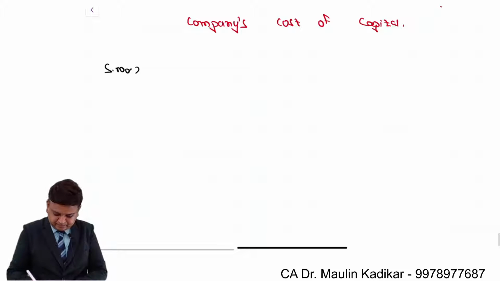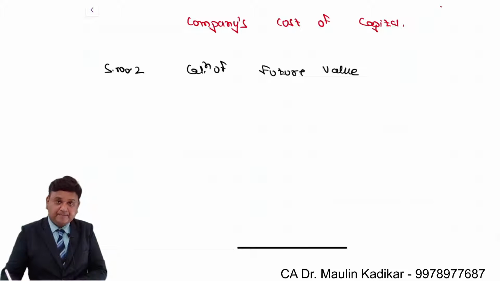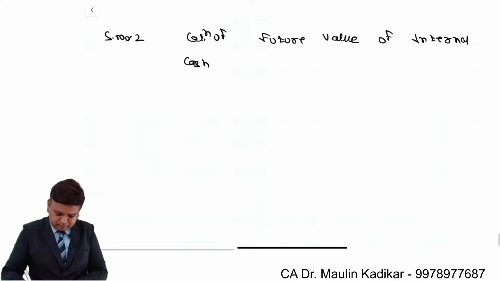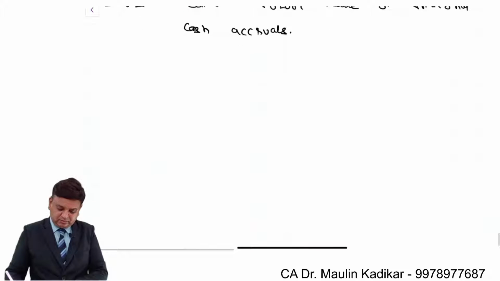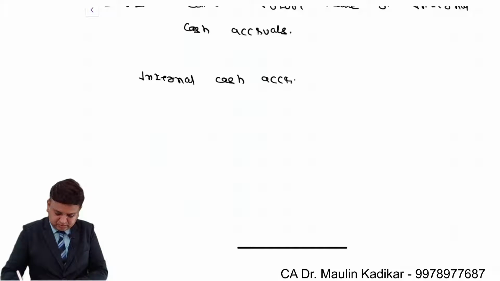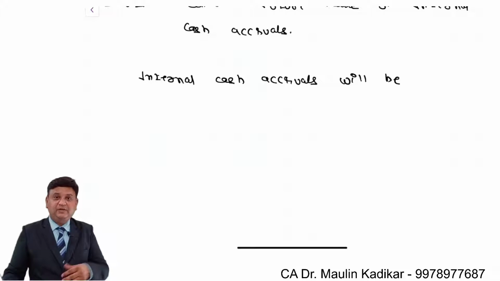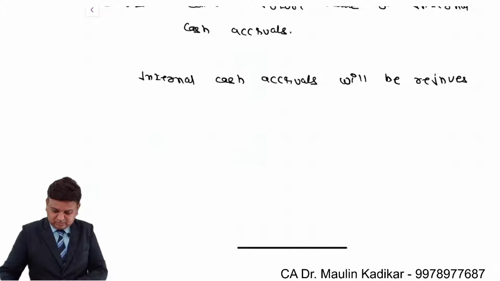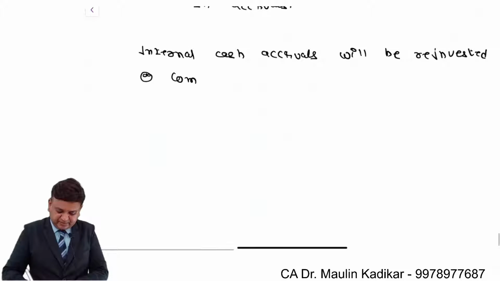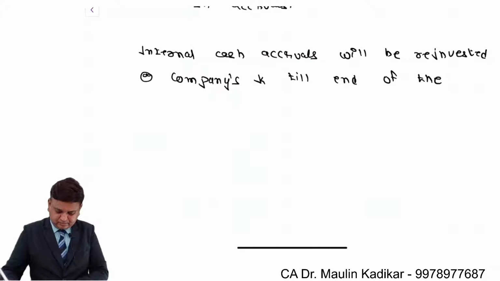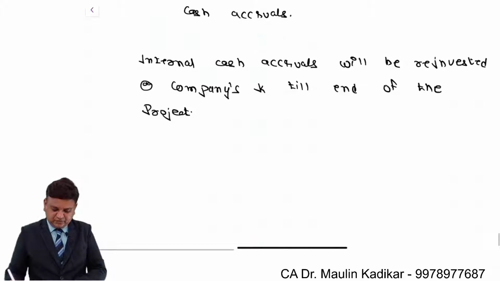Step number 2, calculation of future value of internal cash accruals. In that write down, internal cash accruals will be reinvested at company's cost of capital till the end of the project. Full stop.